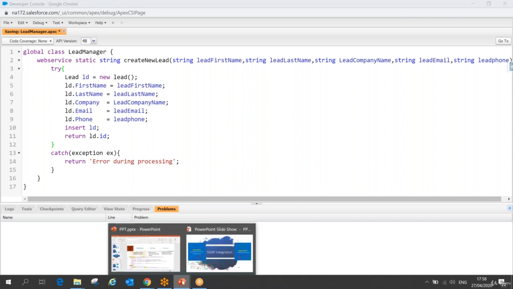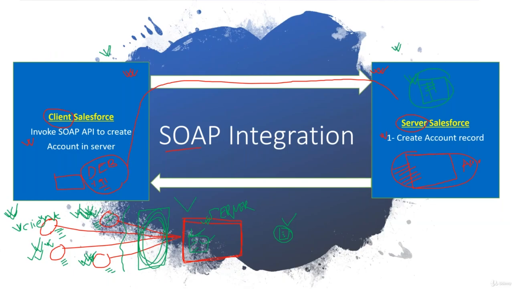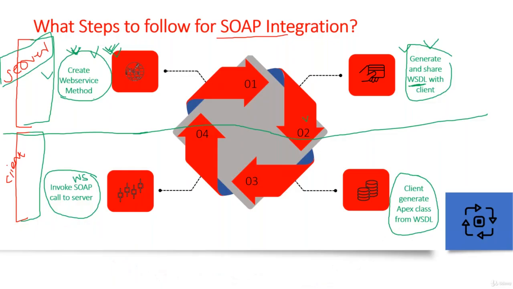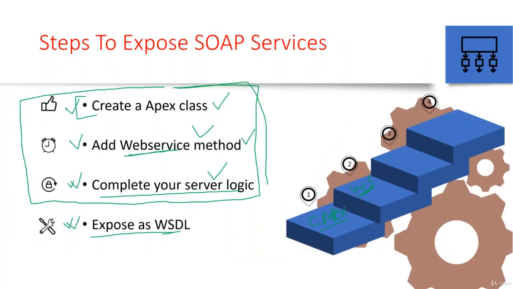So to understand what we need to do, whenever you want to integrate using SOAP in the server, you have to write a web service method. This is your first part. When I write a web service method, what do you need to do? First, you have to create an Apex class. Then you write your web service method using the webservice keyword, and then you write your logic. Once you do this much, next we will expose the WSDL file.